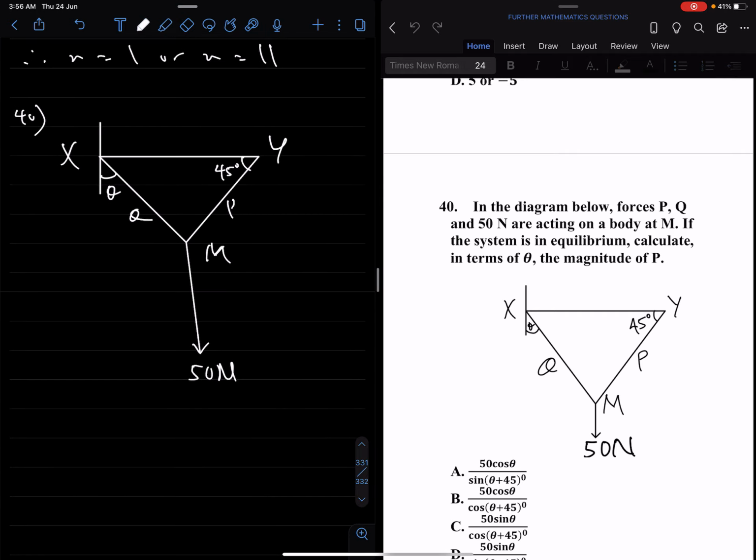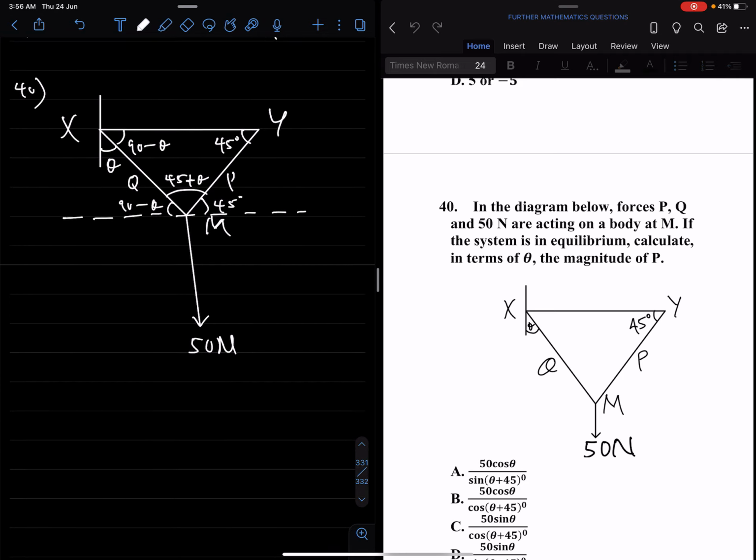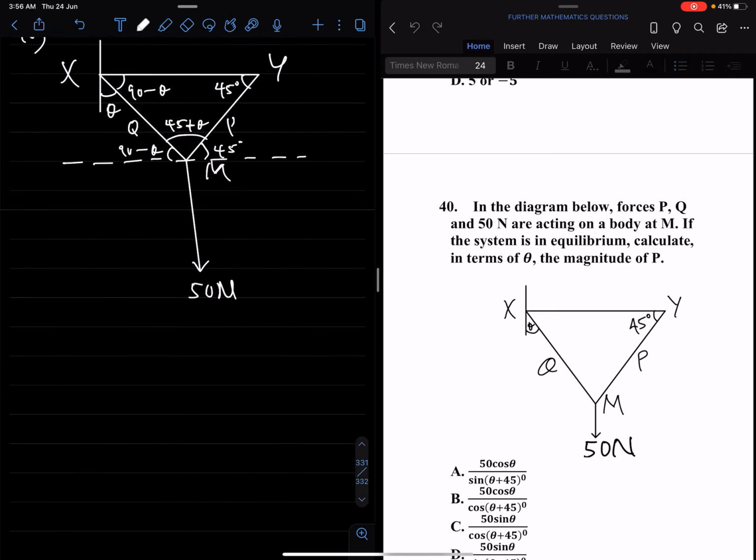So how do we go about that? Let me construct a horizontal. So if I do that, this angle will be 45 degrees. This angle is 90 minus theta, and that means this is also 90 minus theta, and that simply means this will be 45 plus theta. That simply means 180 minus, we add 90 minus theta to 45 and subtract that sum from 180 degrees, so we get 45 plus theta. Now I want to use Lami's theorem to find P.